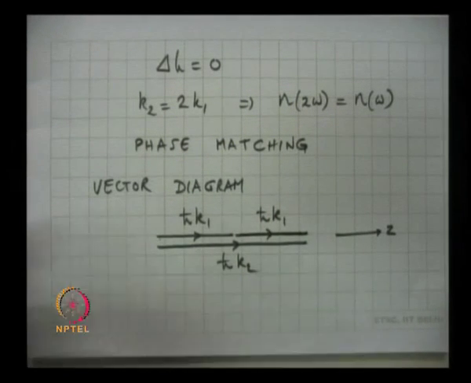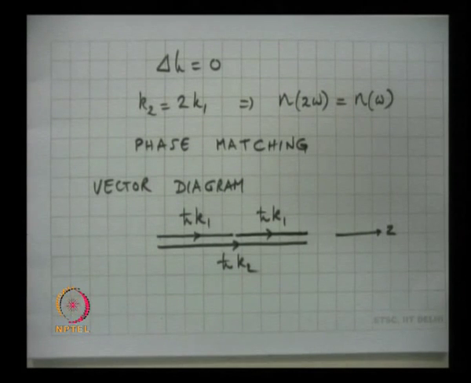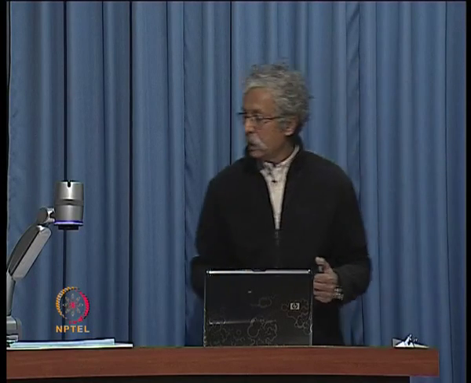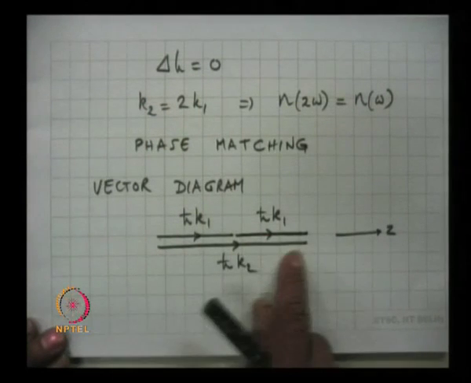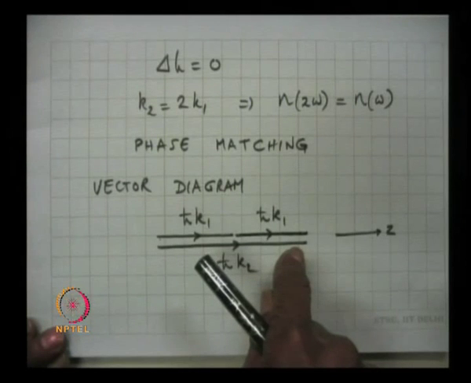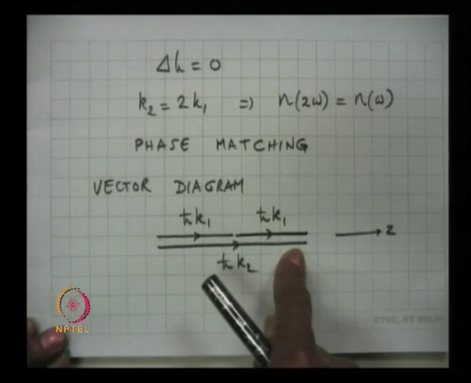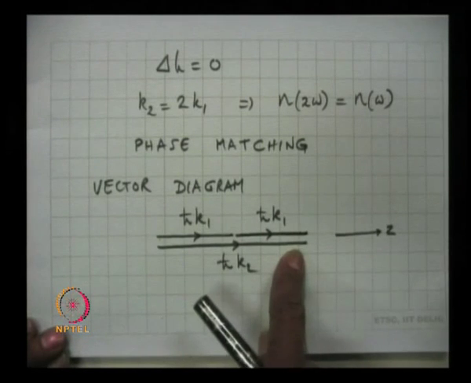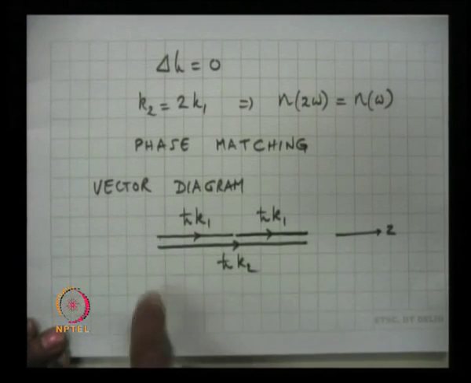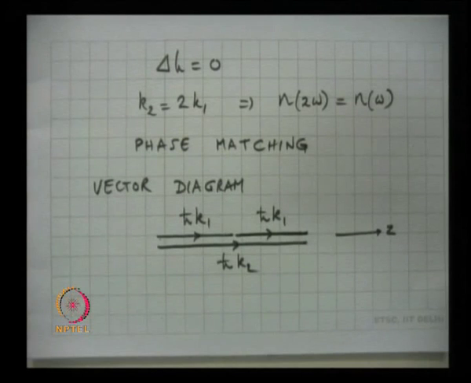This is a very nice interpretation in terms of vector diagrams. We will use this vector diagram later again in other interaction processes. And so, if the sum of these two vectors is different from the length of this vector, then you do not have phase matching and your efficiency will drop down. So, we will come back to this vector diagram repeatedly when we look at the parametric processes also.